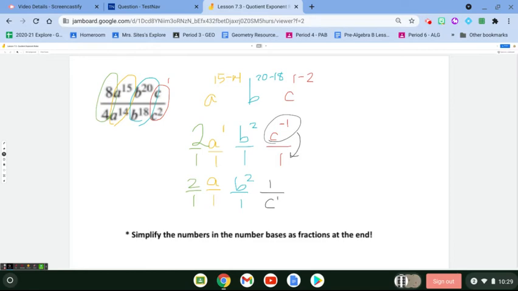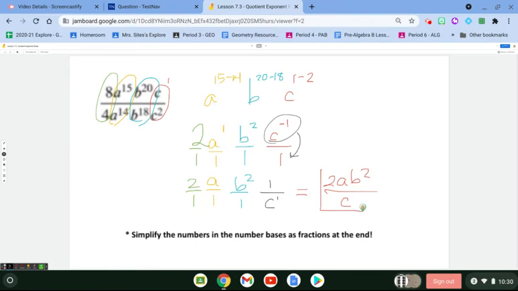Okay, remember the last step is you're going to multiply straight across to get your answer. So 2 times a is 2a times b to the second times 1 is just going to give me 2ab to the second. And then the last part, 1 times 1 times 1 times c to the first, is just going to give me c.